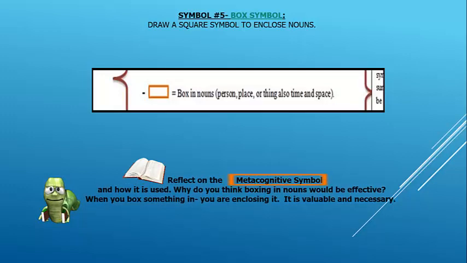Reflect on the metacognitive symbol and how it is used. Why do you think boxing in nouns would be effective? When you box something in, you are enclosing it, which shows, in turn, that it is valuable and necessary.